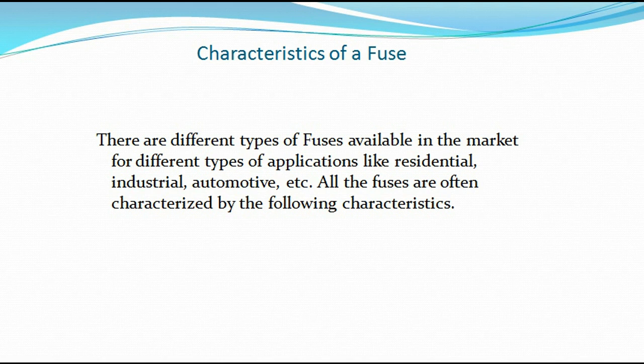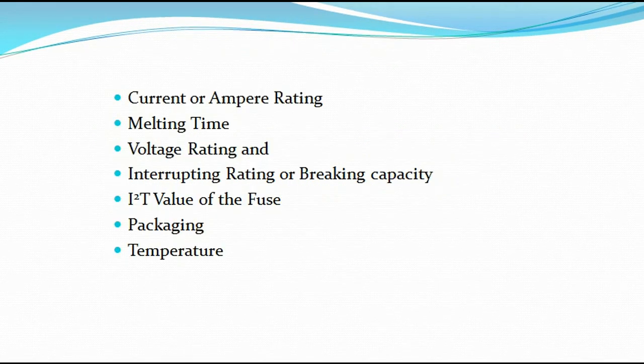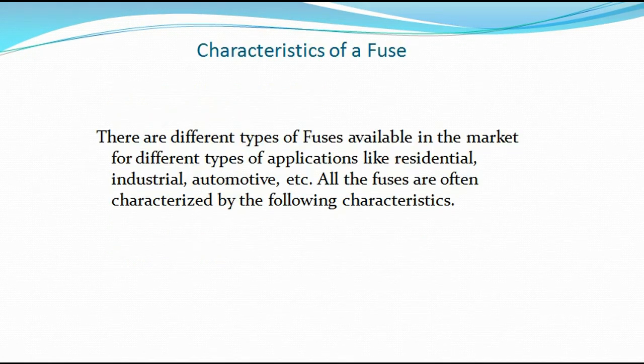Let's proceed. Now in this case, we have current or amp rating, melting time, voltage rating, and interrupting rating or breaking capacity. This one is amp square per second value of the fuse. Packaging, temperature. Now I want you to understand what I am explaining: all these are the characteristics of a fuse.